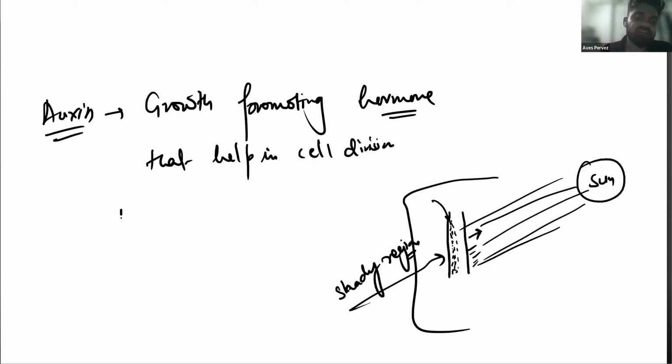And if more cell division is taking place, then what is going to happen? This region will start growing at a faster rate, and this region, the front region, will be growing at a slower rate. Okay, you will notice that this will start growing at a faster rate, and this will result in slowing. But you know that this cannot be like one is short, one is half. So what is going to happen?